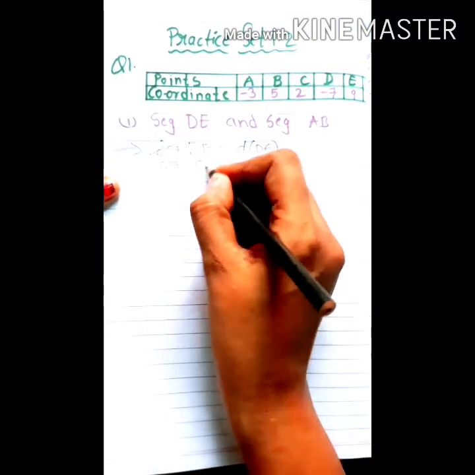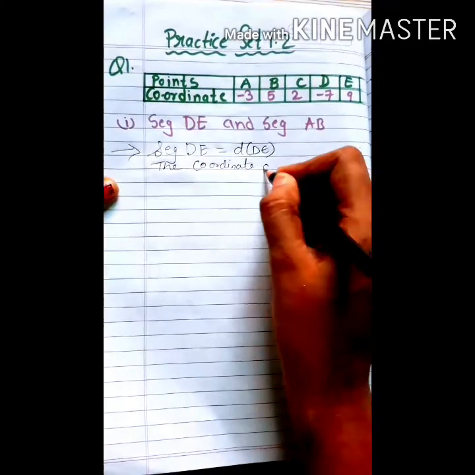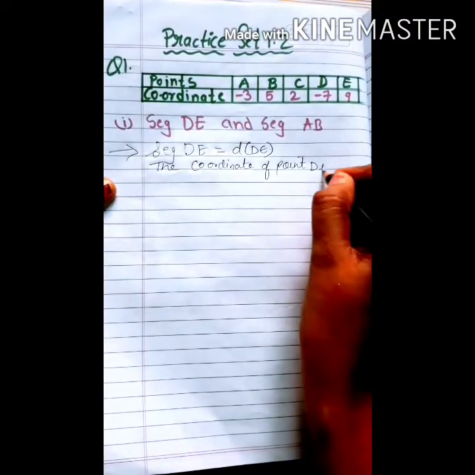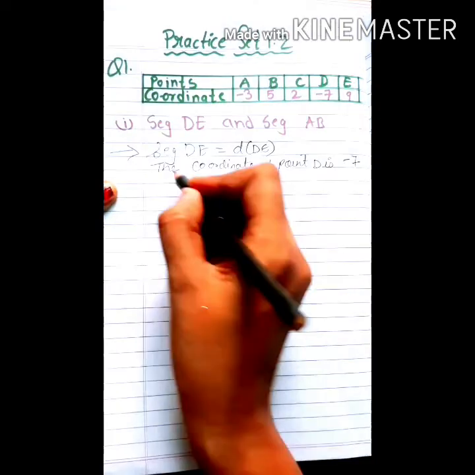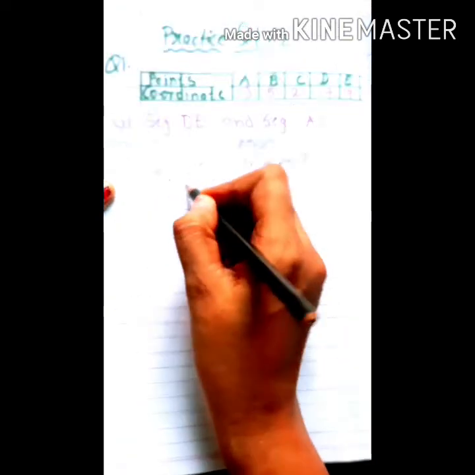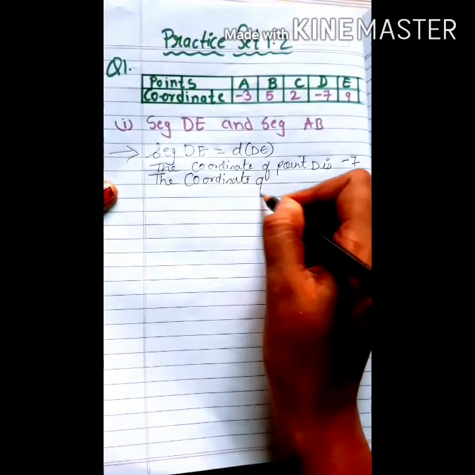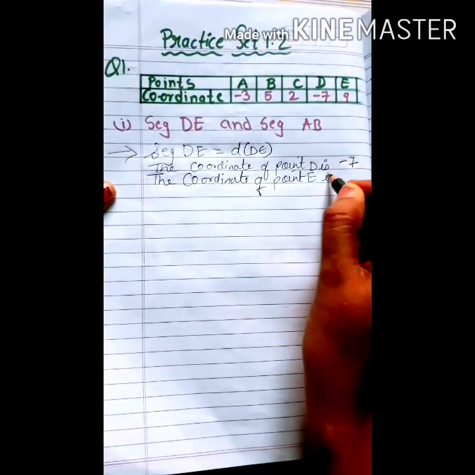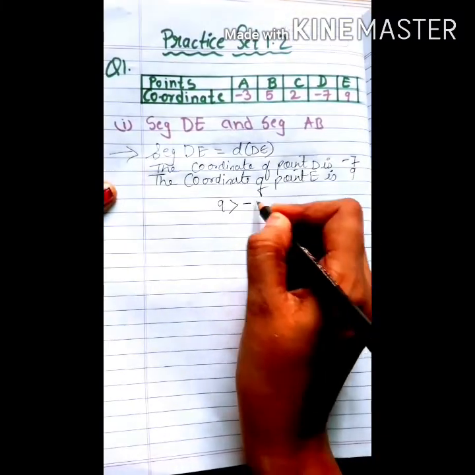The coordinate of point D is given -7. The coordinate of point E is given 9. 9 is greater than -7.